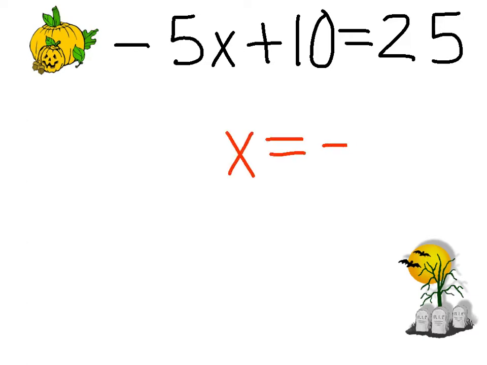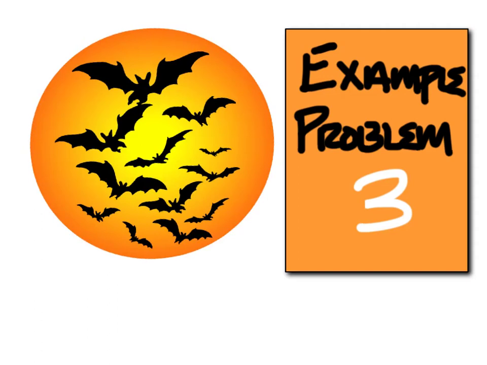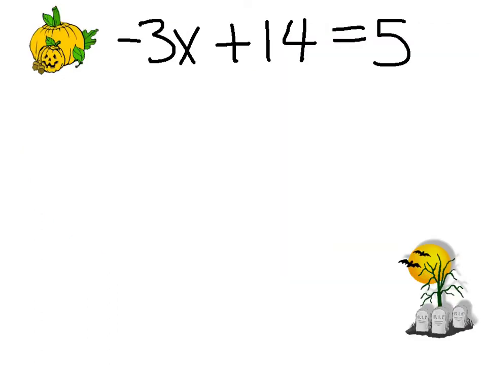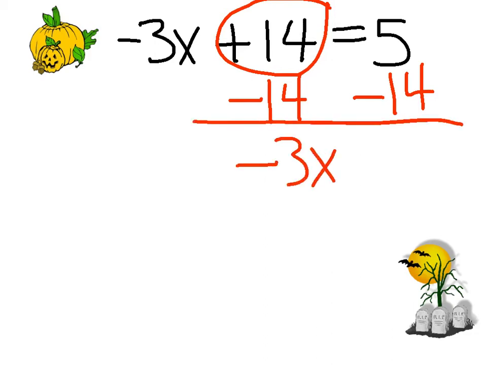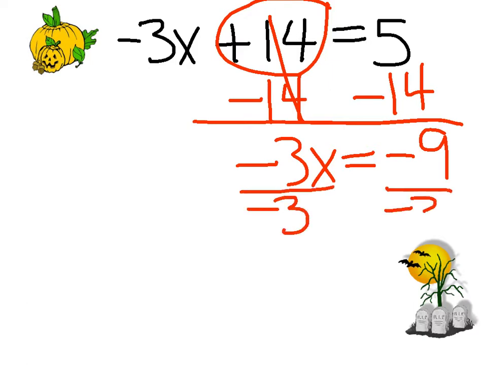Answer for that one is going to be x is equal to -3. For example 3, we have -3x plus 14 is equal to 5. So we have a +14 on this side, which means we need to subtract 14 from either side. On the left, we have -3x left over. On the right, we have 5 minus 14. That's going to be equal to -9. When we divide by -3, a negative divided by a negative is going to be positive, so our answer will be 3.